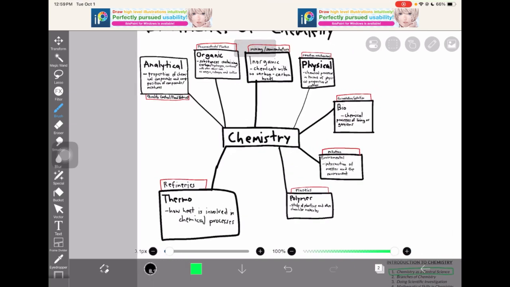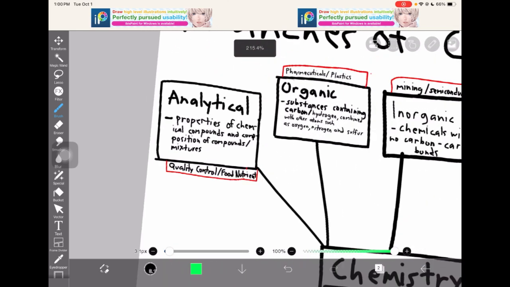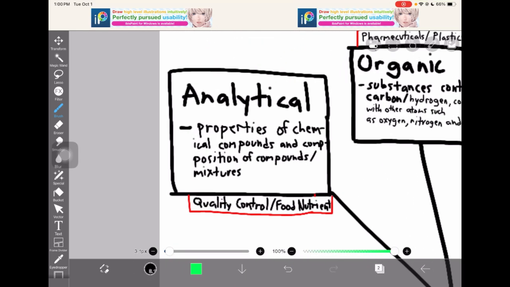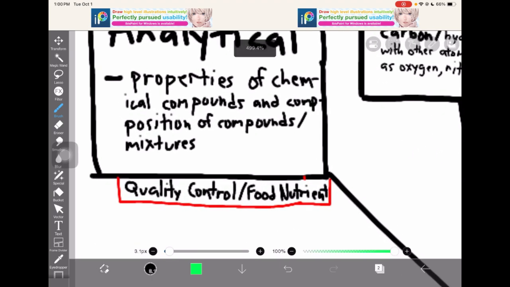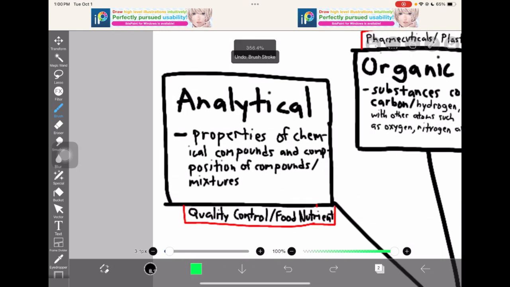We have a total of 8 I've listed here. So let's start with analytical chemistry. It's the properties of chemical compounds and composition of compounds and mixtures. You can use this in quality control because they take a look at all the compositions and see if it passes the standards, as well as food nutrients. Like the nutrition facts you see at the back of food packages, that's related to analytical chemistry. They gather a lot of data, they analyze it, they make sure it's under quality control, and all the information is right.